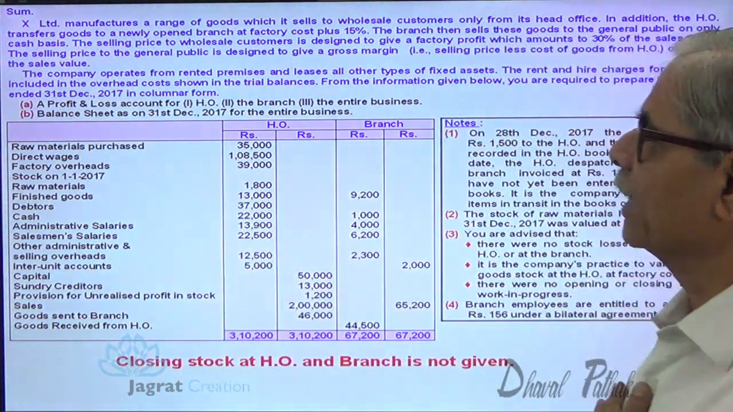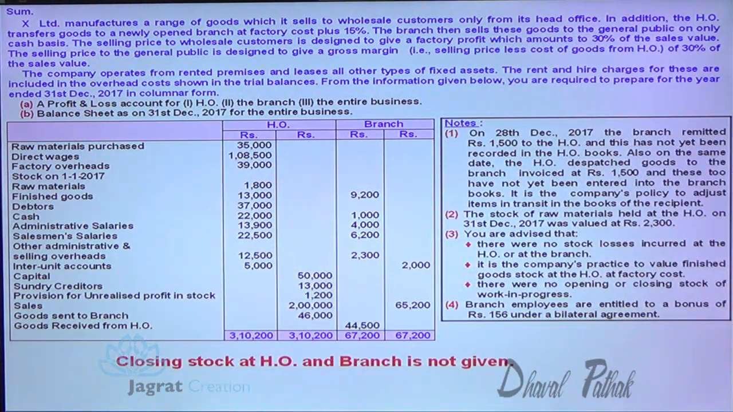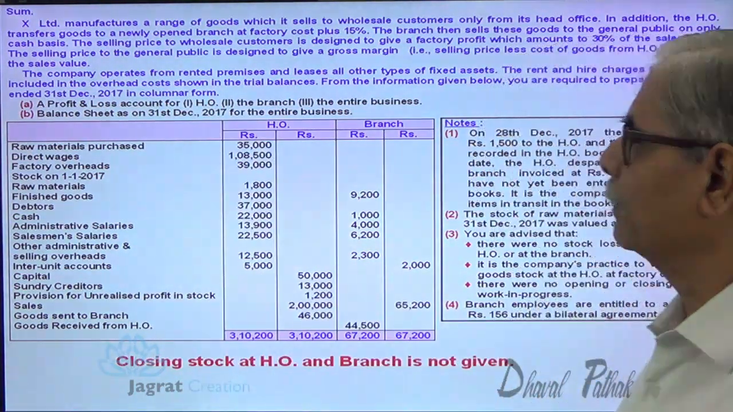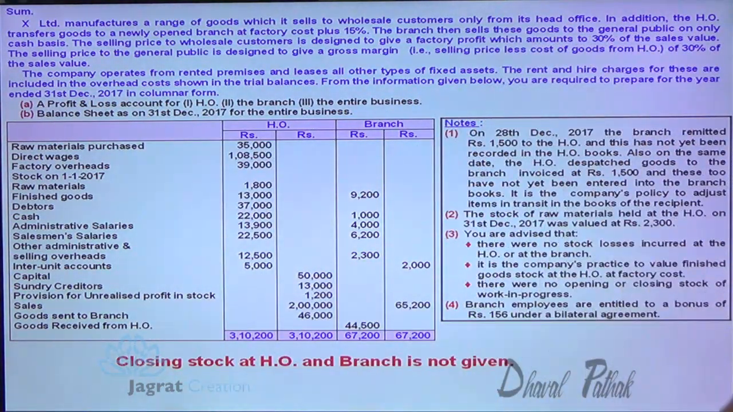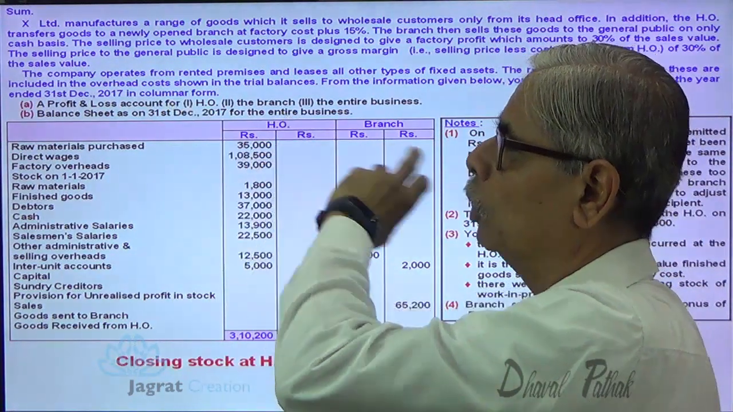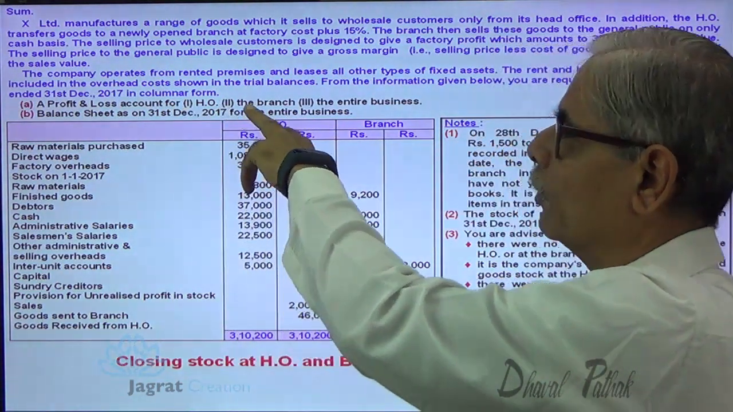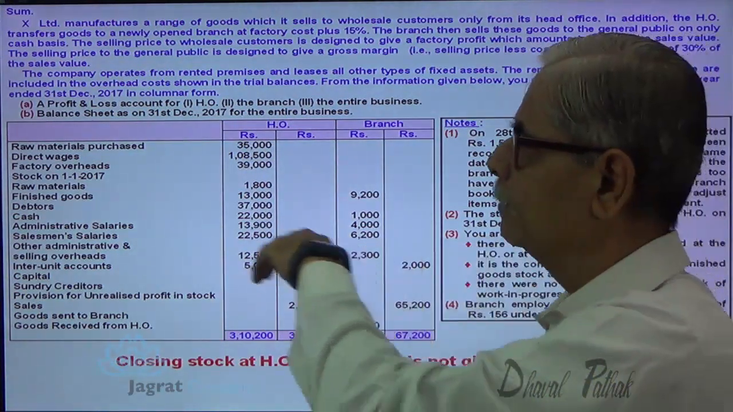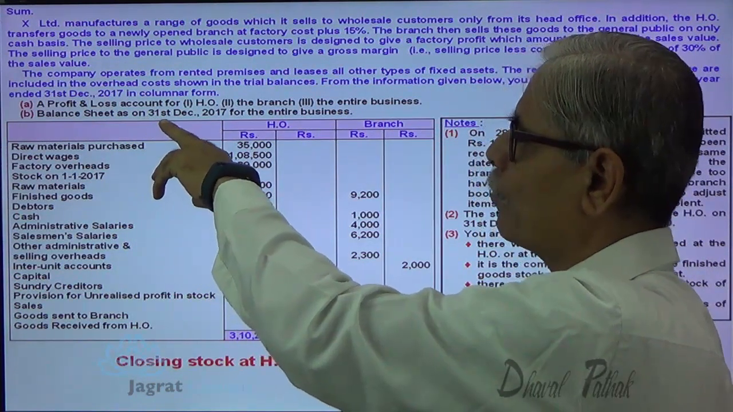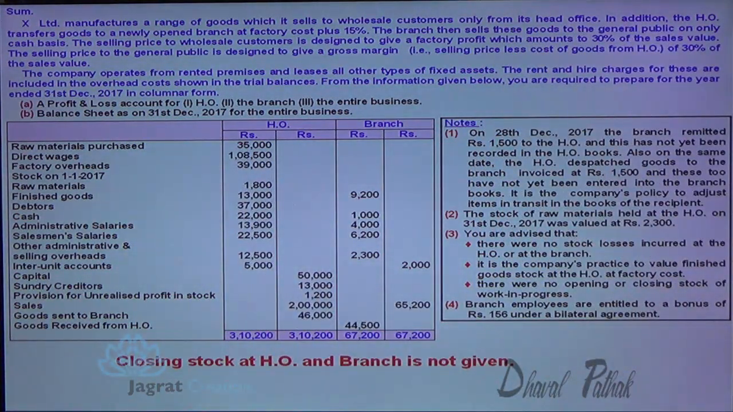Company operates from rented premises and leases all other types of fixed assets. The rent and hire charges for these are included in the overhead cost shown in the trial balance. From the information given below, you are required to prepare for the year ended on 31st of December 2017 in a columnar form, profit and loss account for HO, branch and the entire business, and the balance sheet as on 31st of December 2017 for the entire business.